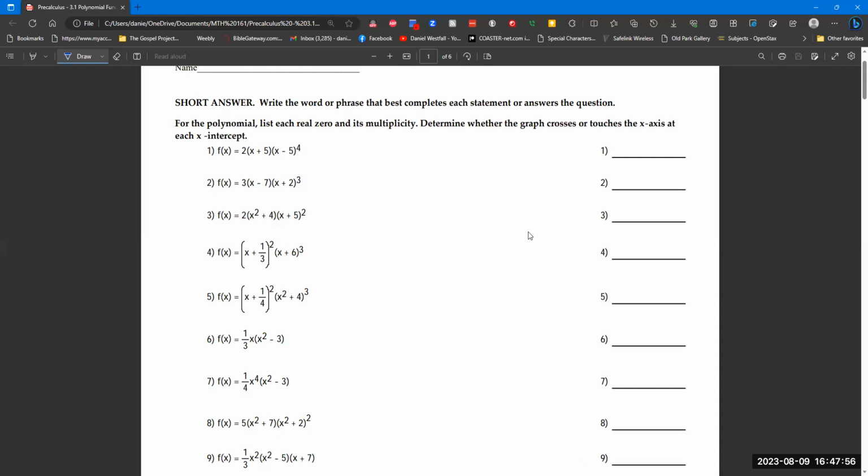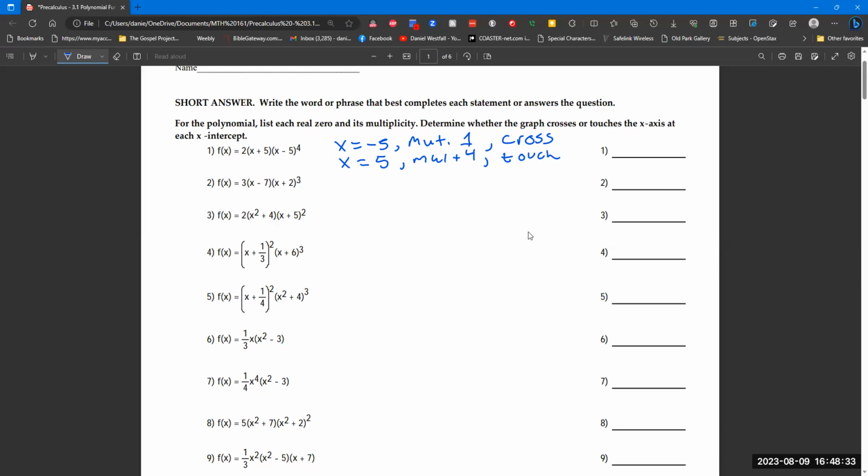So in this first problem here, we have zeros of x equals -5. Its multiplicity is going to be 1. And because that's an odd multiplicity, it's going to cross the x-axis there. And we have a 0 at x equals 5 that has a multiplicity of 4. And it is going to touch there since that's an even multiplicity.